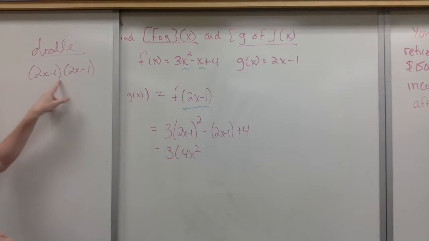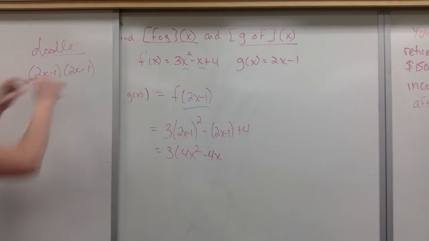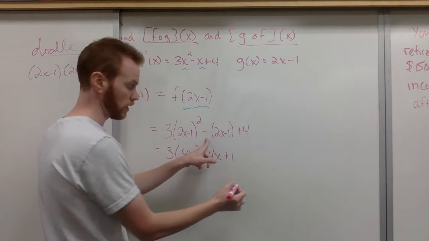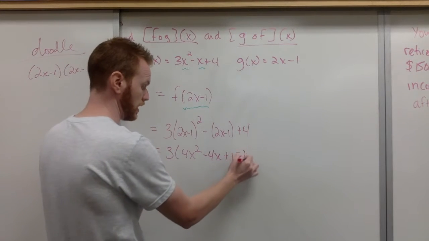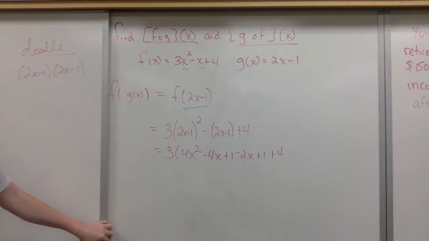This would be another negative 2x when I multiply it. So it would be negative 4x. Negative 1 times negative 1 is a positive 1. I'm going to go ahead and distribute the negative here. Negative 2x plus 1, and then plus 4 right after that.